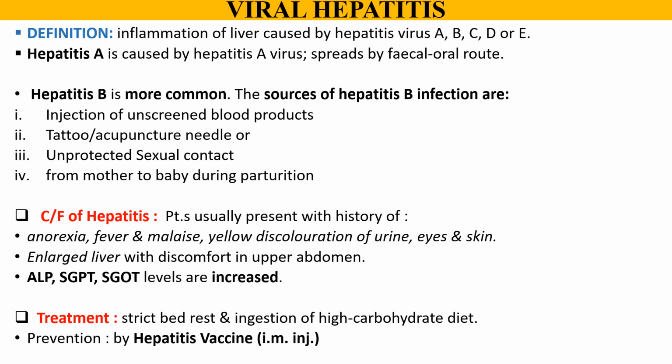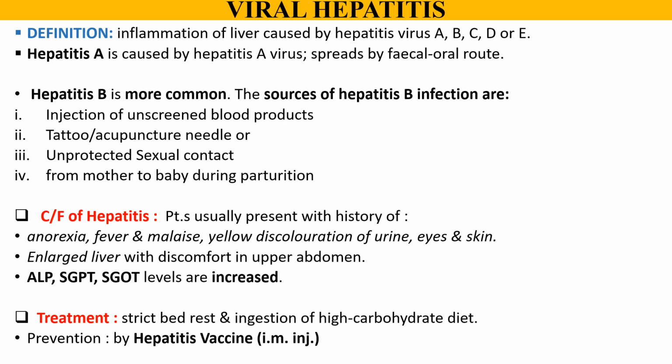Hepatitis B is more commonly seen. The sources for getting infected with hepatitis B are by use of infected injections or infected blood, by the use of tattoo or acupuncture needles that are already infected with hepatitis B virus. It can spread via unprotected sexual contacts and also from an infected mother to the baby.